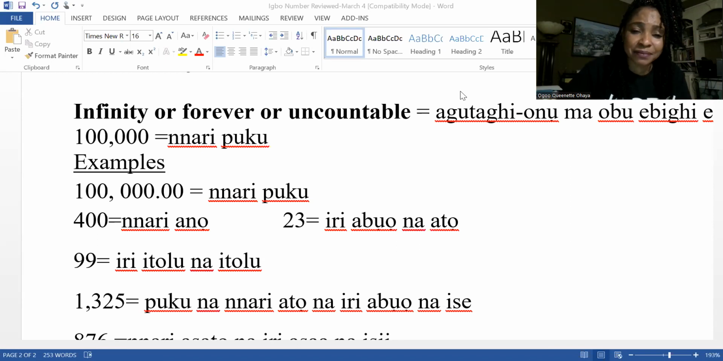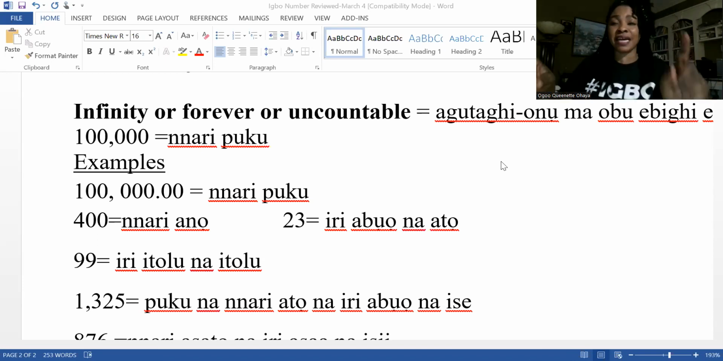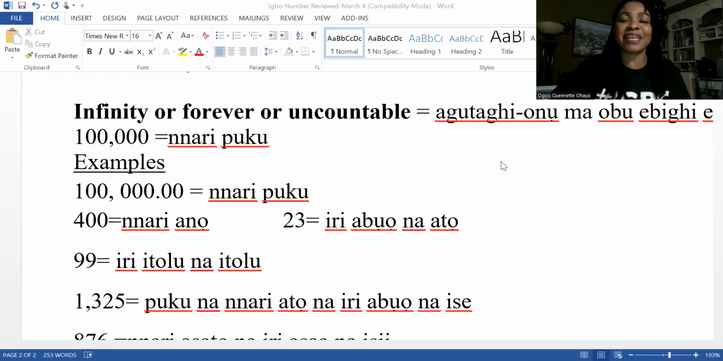2050, right? Ebuka, you said 2050? That was the question? Yes. Okay. 2,000 is puku abo, na iri ise. Puku abo na iri ise. Can you say that, Ebuka? Ebuka, I need you to say puku abo na iri ise. No, don't say na. That's what I want you to say.